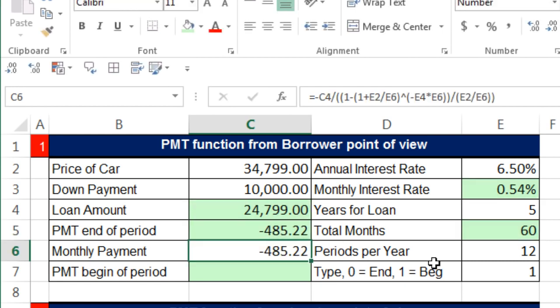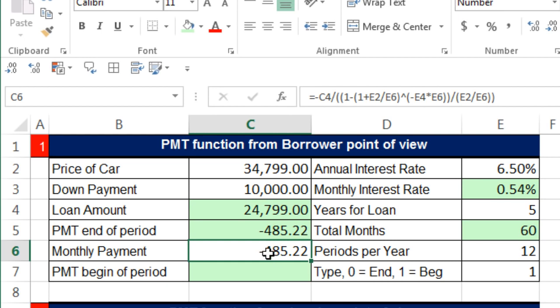All right. Minus. Why is it minus? Because these functions understand cash flow. That means every month $485.22 is coming out of your wallet and into the bank's wallet.